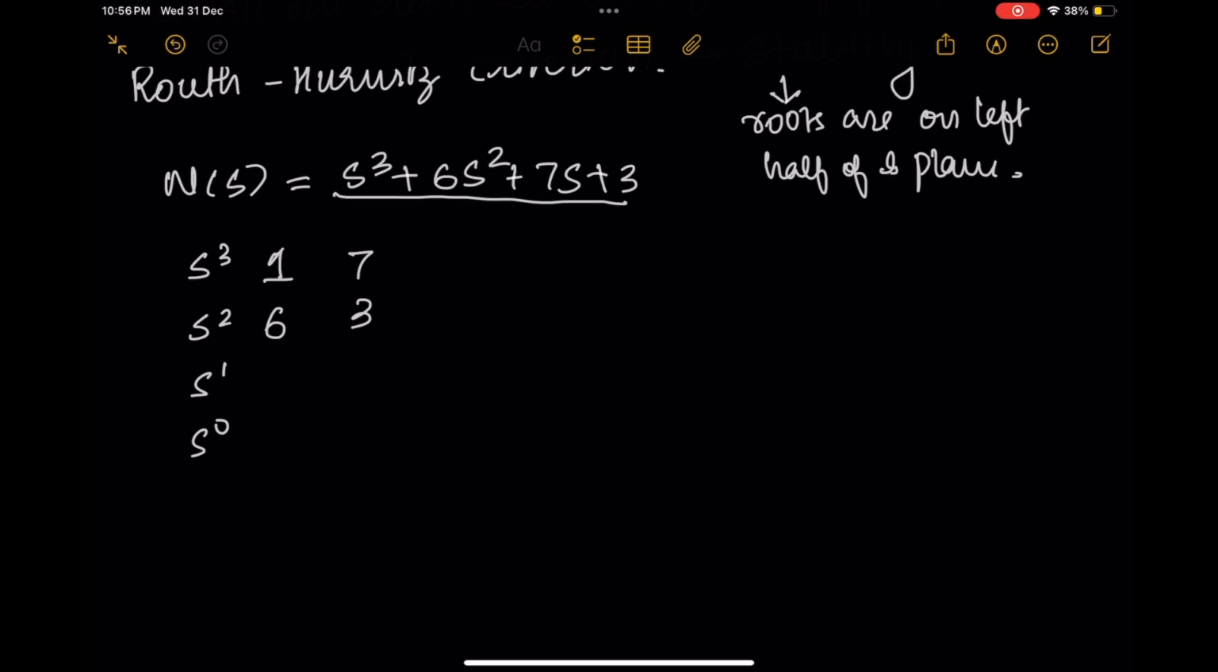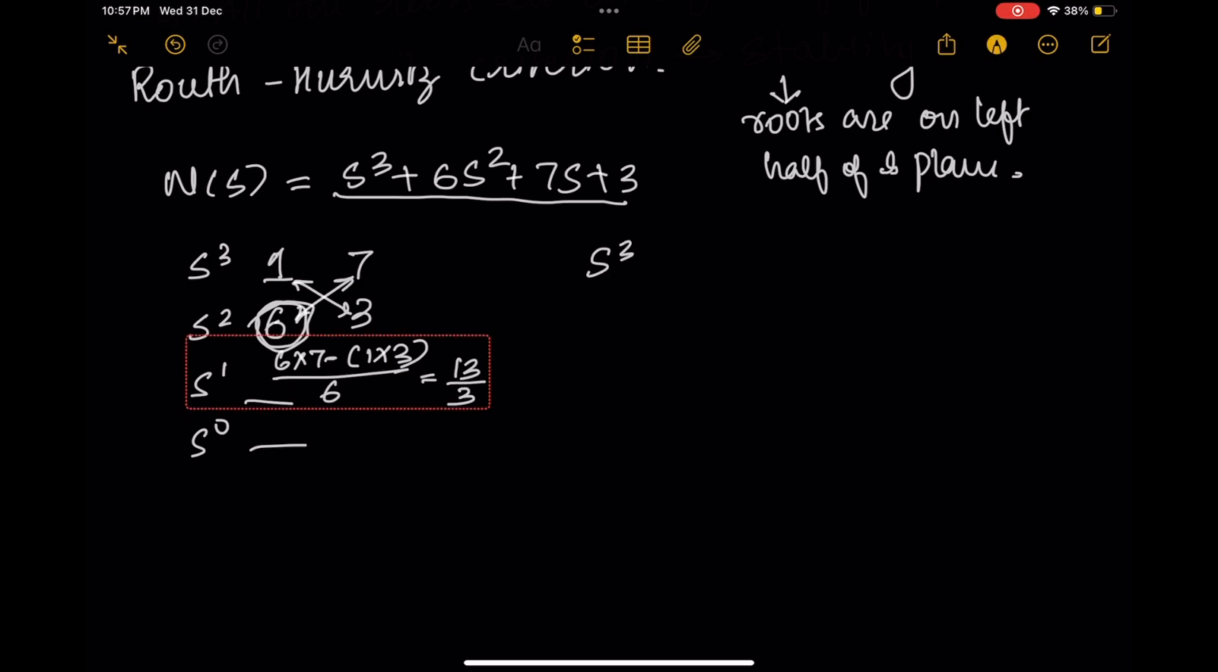Then the next thing we have to do is find the other terms. In order to find them, we multiply 6 into 7 minus 1 into 3, divided by the value just above it, that is 6. On doing this we will get the answer as 13 by 3. So what it will look like is 1, 7, 6, 3, and our answer 13 by 3.